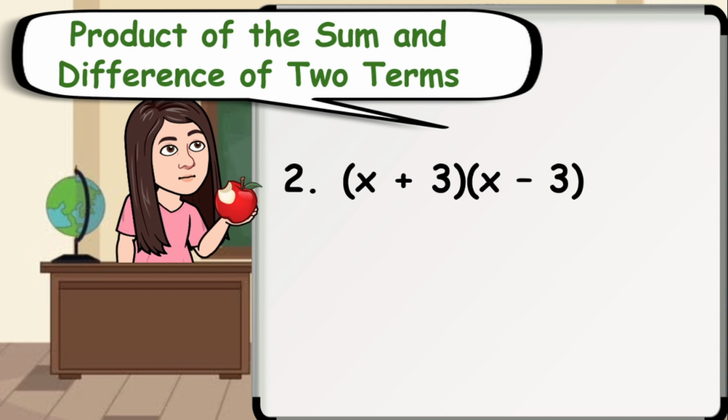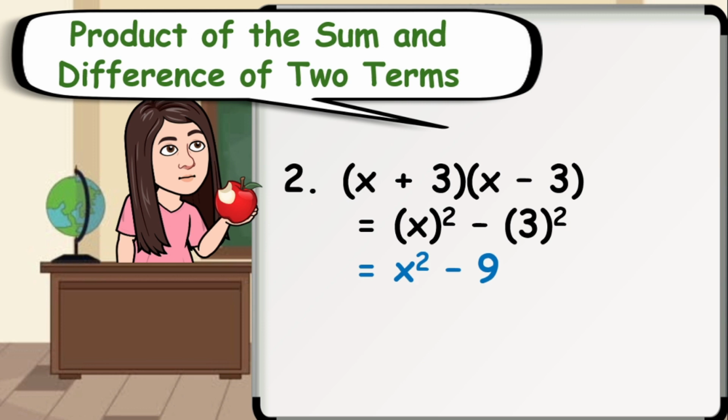In here, our first term is x and our second term is 3. So to solve, square the first term, which is x squared, minus square the second term, which is 3 squared. Simplifying it, we have x squared minus 9. Therefore, the quantity of x plus 3 times the quantity of x minus 3 is equal to x squared minus 9.